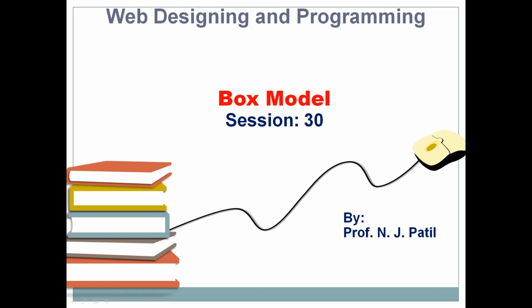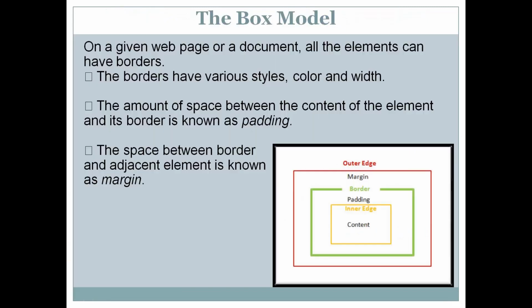Till now we have displayed a border around only a table, but we can display a border around other components or other elements. So the box model says on a given page or a document all the elements can have a border. On a given HTML or XHTML page all the elements may have a border. The border has various styles, colors and widths. A border can have a different style, like dashed, dotted, like that. Even the color may be different, or we can have a different width for the borders.